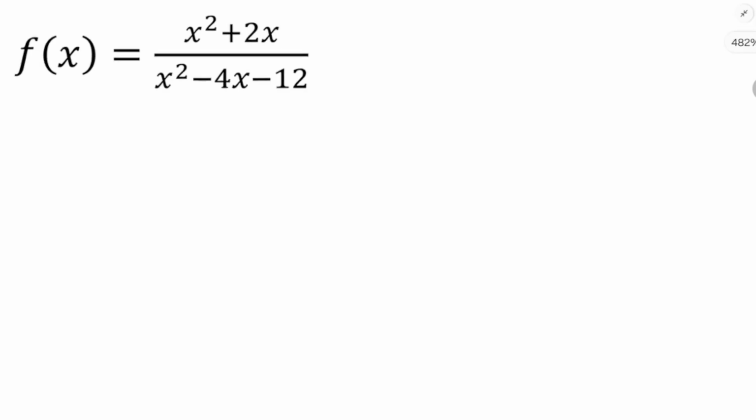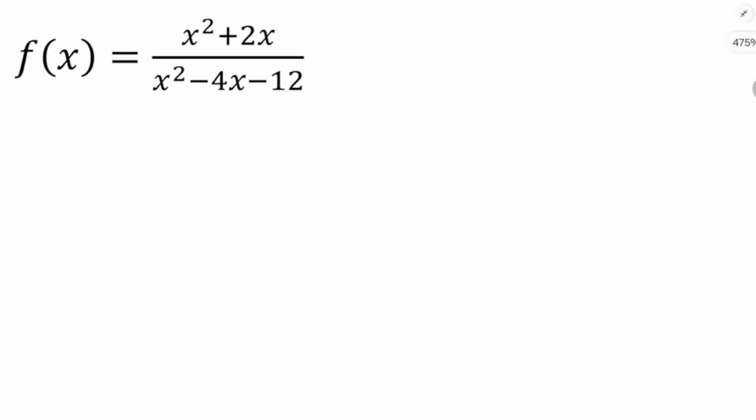If we're just looking at a function like this, one of the very few things that can cause a discontinuity is either going to be a hole or a vertical asymptote. So our first order of business here, we're going to need to factor the top and the bottom. In the numerator, I can factor x, and in the denominator, I need two numbers that multiply to -12 while adding to -4. That'll be -6 and +2.